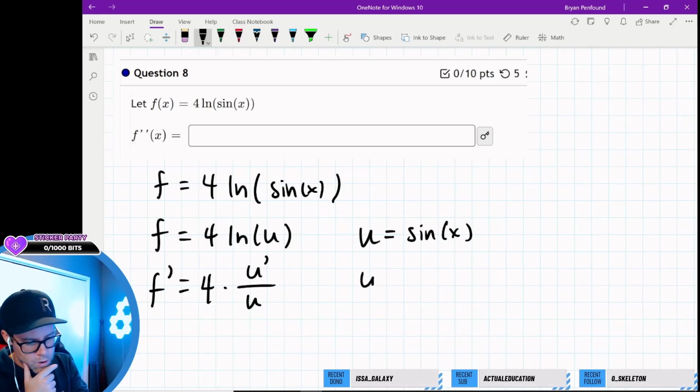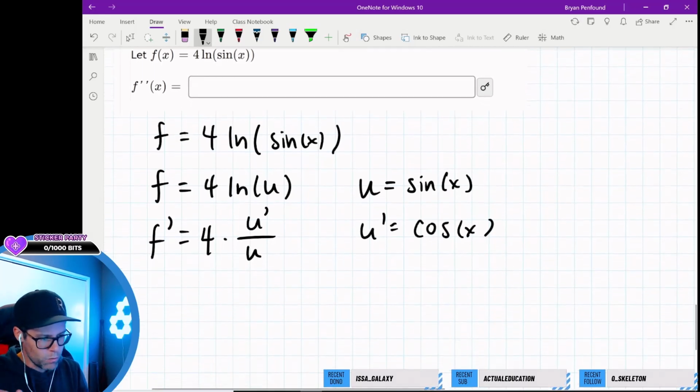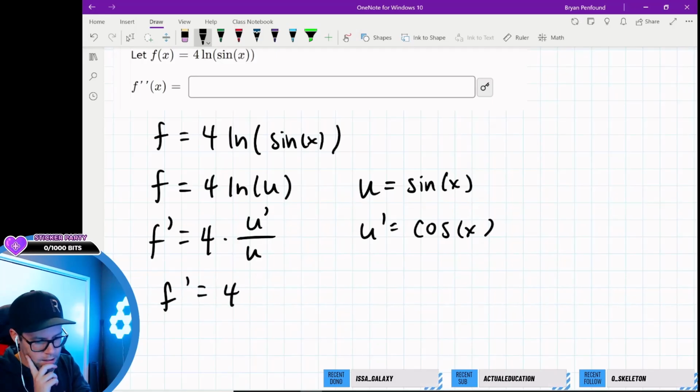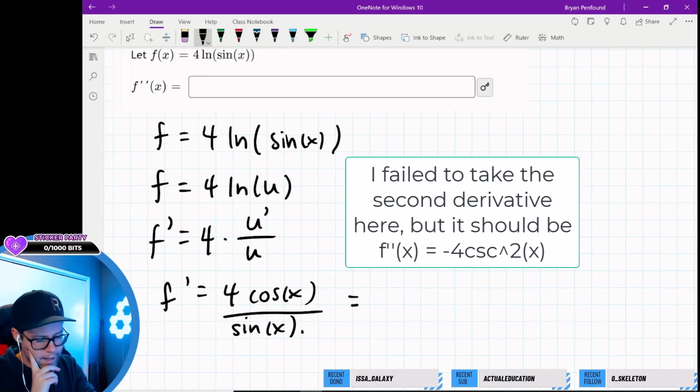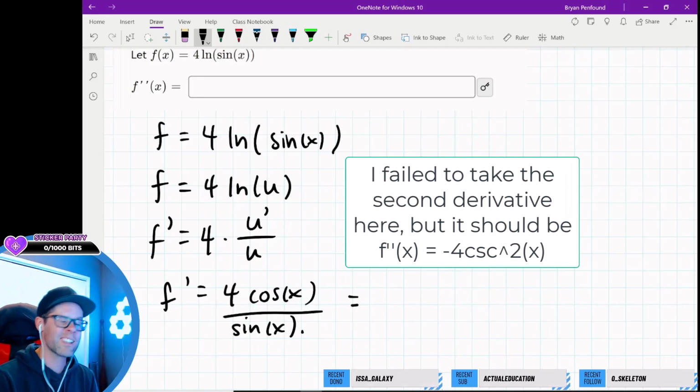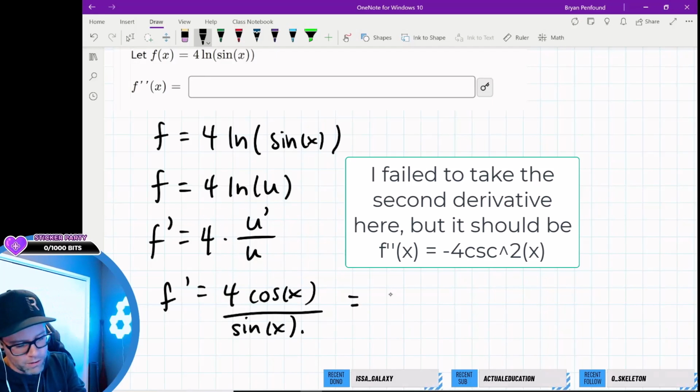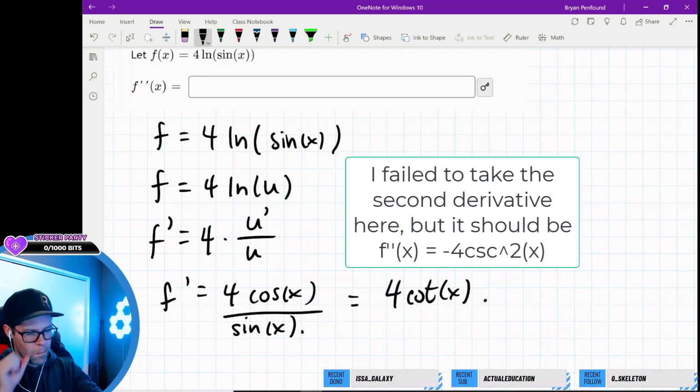So let's find u prime with respect to x. The derivative of sine is cosine of x. And boom, we can now fill in all this information. The derivative with respect to x is 4 cosine x in the numerator, and we need sine x in the denominator. If you're savvy with your trigonometric functions, this is a cotangent. So we could write this as 4 cotan of x. That would work.